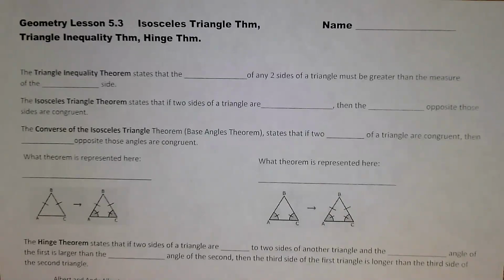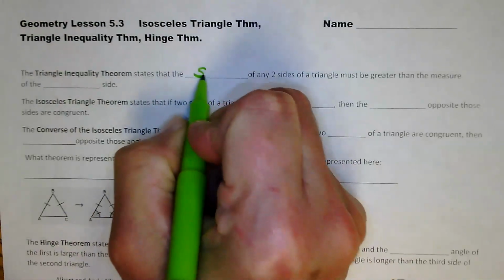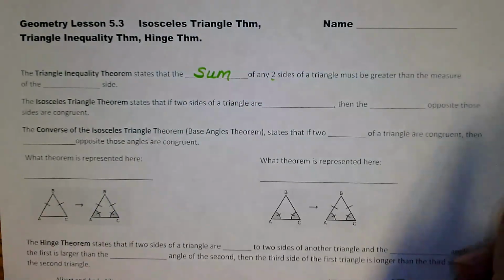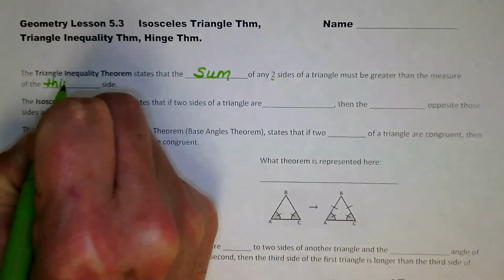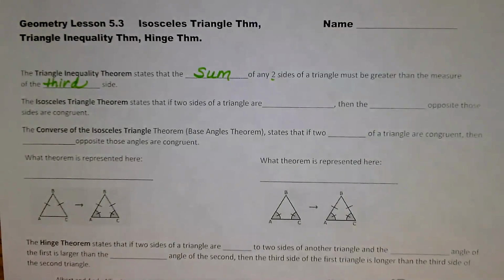All right, let's finish up chapter 5. Isosceles triangle theorem, triangle inequality theorem, hinge theorem. Sounds like we got a lot of theorems to learn. Okay. The triangle inequality theorem states that the sum, means adding up, of any two sides of a triangle must be greater than the measure of the third side. Well, that makes sense. We'll get to some practice problem samples at the bottom.